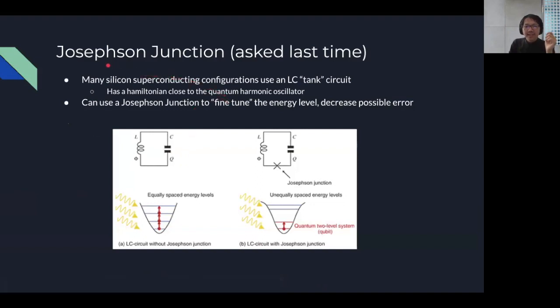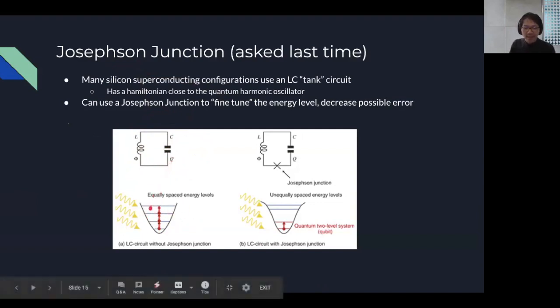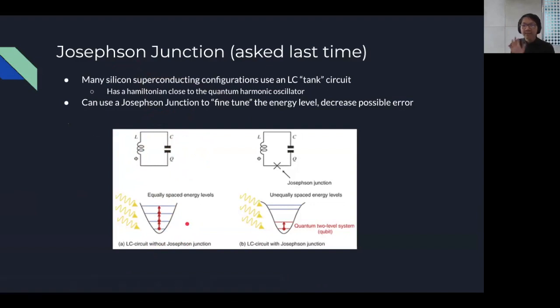The idea behind this Josephson junction is we begin with this tank circuit. It's implemented in silicon, and the Hamiltonian of this circuit is a quantum harmonic oscillator. So you see that the circuit here has the same Hamiltonian, or the same diagram, as the thing you would see here. So you see the LC circuit, or the tank circuit that I mentioned, without the Josephson junction. I haven't mentioned what the junction is yet, but just give me a second here.